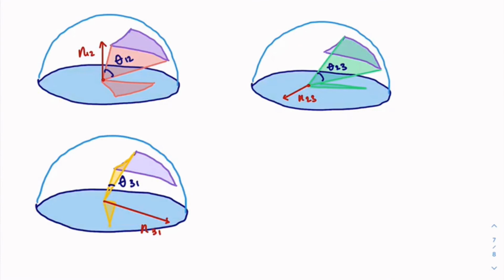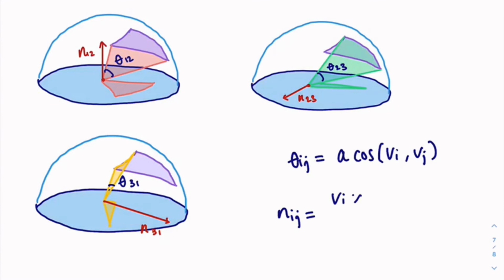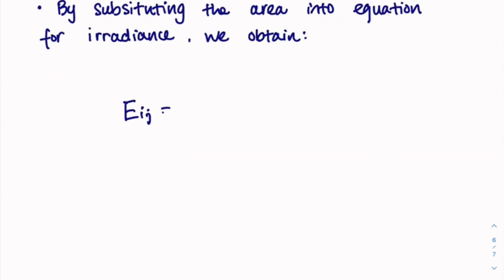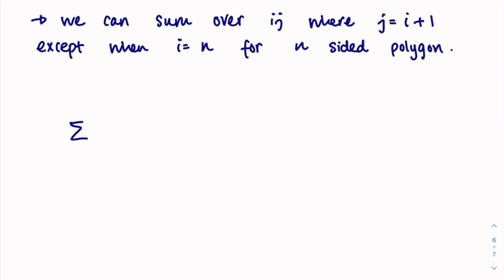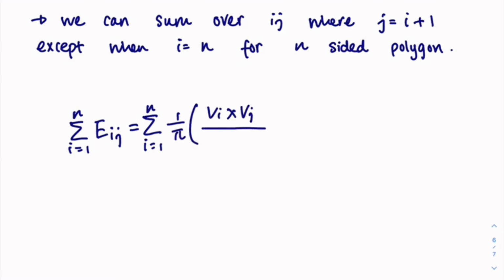The projection is given by n dot product with z, where n is the surface normal vector of the arc. We can then get theta equals a cos vi vj, where v is the direction, and n equals the cross product between Vi and Vj over the modulus of the cross product. By substituting the area into the equation for irradiance, we get E equals 1 over pi times n dot product z all times by A. We can then sum over ij, where j equals i plus 1, except j equals 1 when i equals n for a polygon with n edges or vertices. We get the equation we see here, which gives us a geometric derivation of the irradiance as a series of only 4 sums along each edge for a rectangle.